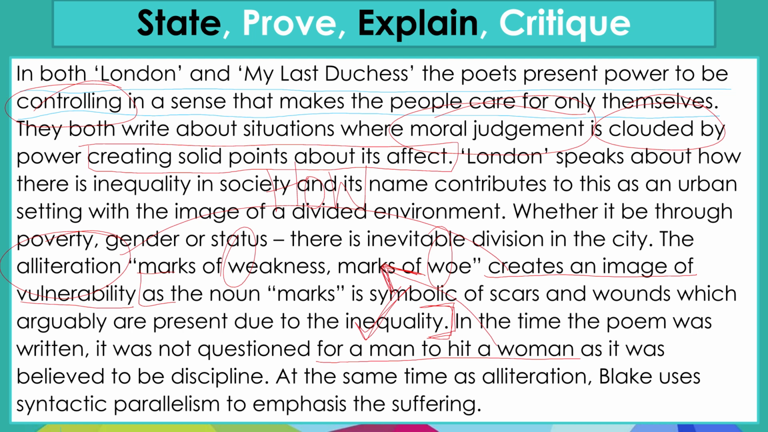just because essentially tiny little mistakes that are really easily rectified. At the same time as alliteration, Blake uses syntactic parallelism to emphasise the suffering. And again, my question would be, how on earth does syntactic parallelism emphasise suffering? I know why, because I know that we annotated this in our anthologies. But your job in the essay is not to just make the statements that we make on the annotations. Your job is to then explain. State, prove, explain, critique. So let's see where we can make those improvements.